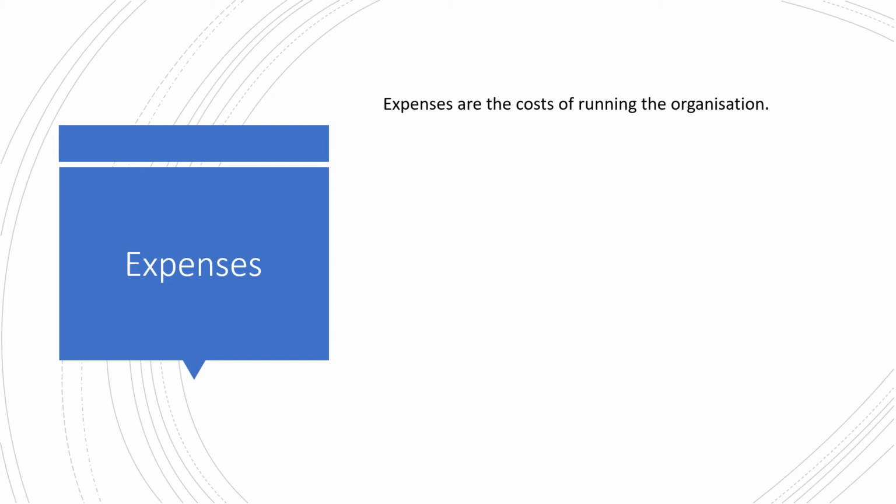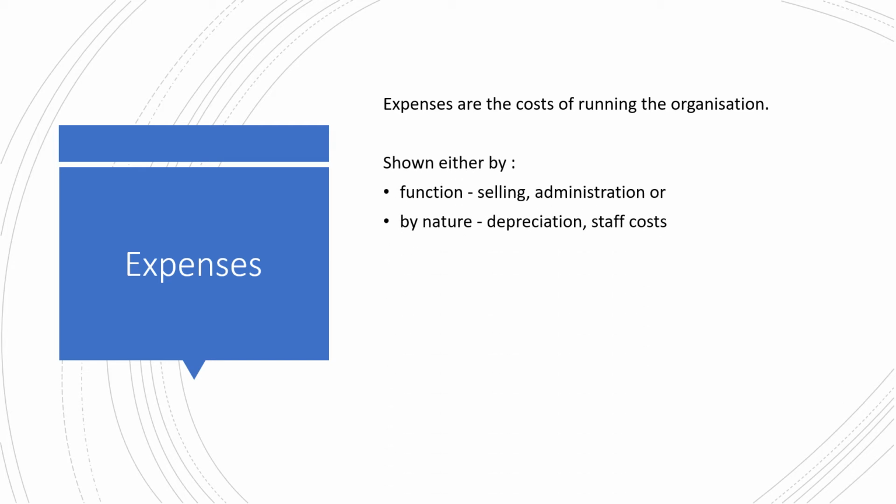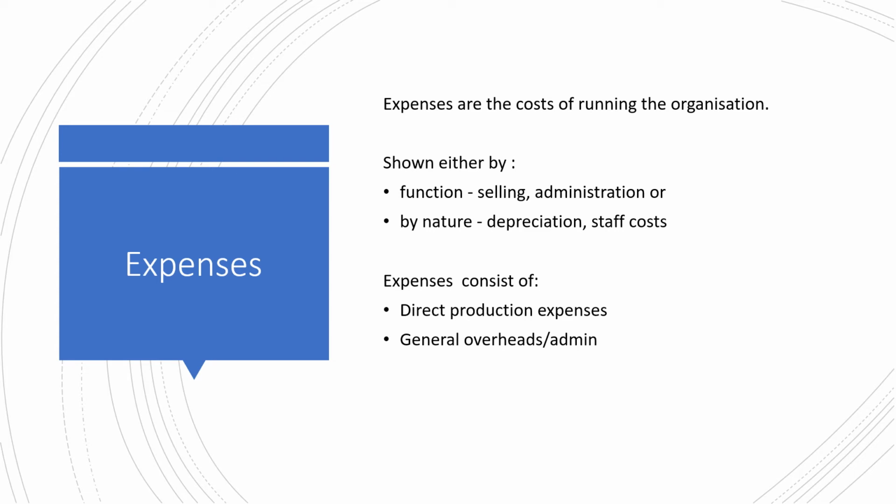Expenses are the costs of running the organisation. Expenses can be shown either by function, for example, selling, administration, or by nature, for example, depreciation, staff costs, office expenses. Expenses consist of direct production expenses. For example, if you produce a magazine or run a store selling products, this belongs in the direct production expenses category. General overheads admin would be your office administration. You can group expenses to best suit your organisation.